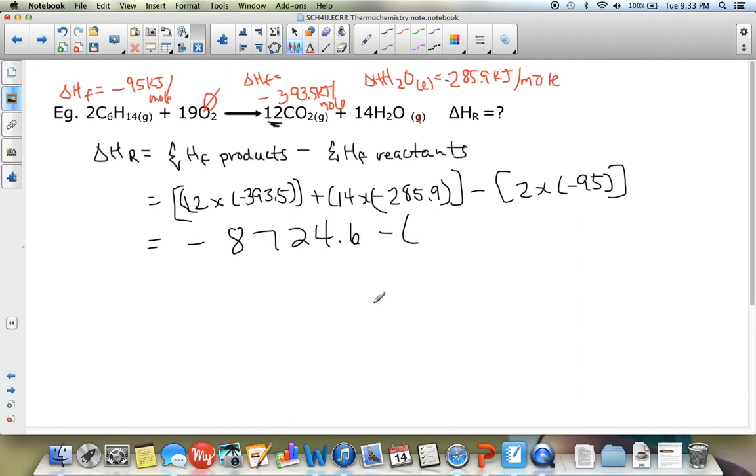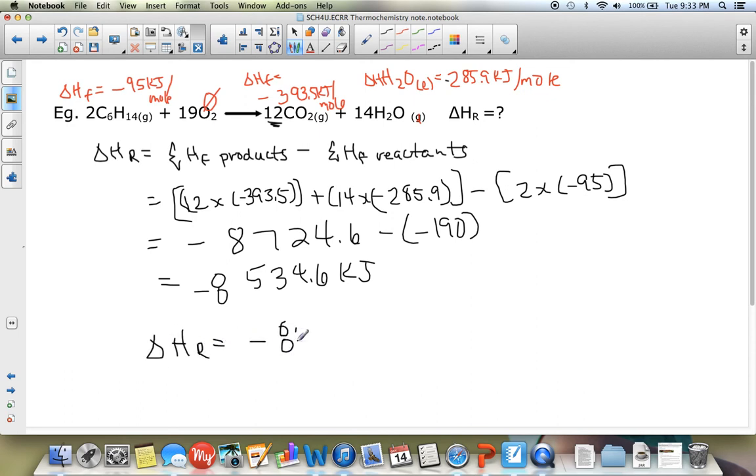Subtract. And our final value is negative 8,534.6 kilojoules for this heat of reaction. The negative sign tells us that it is what kind of reaction? Exothermic.